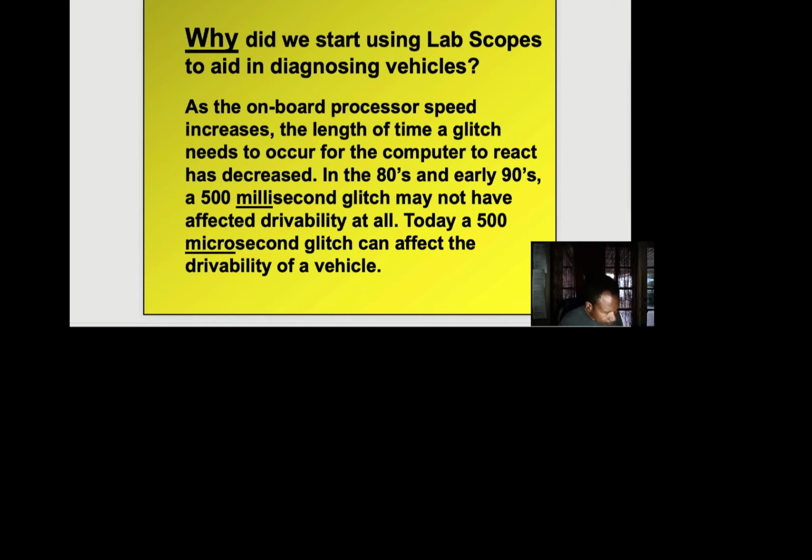So remember, the lab scope takes samples of the voltage and draws a trace across the screen. A voltmeter doesn't have that capability. So if there's a glitch in between that trace, a good lab scope hopefully can pick it up and catch it.